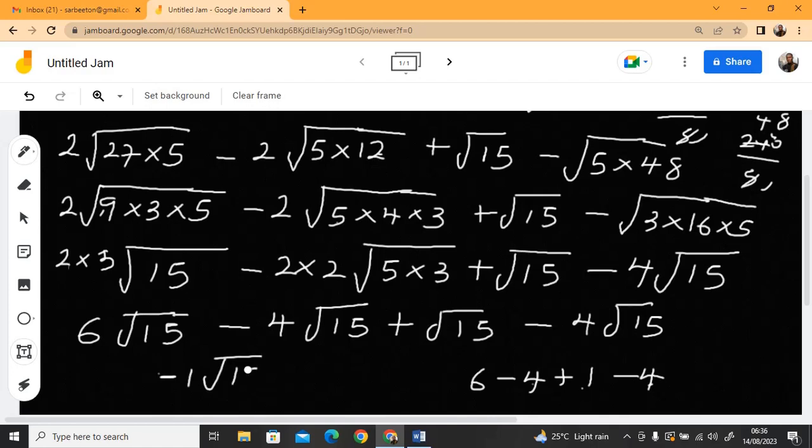But you hardly see mathematicians write like this. What they'll just write is minus root 15. So this is your final answer. I hope you understand this. In the next class, we move to multiplication and division of surd numbers. So let's move on.